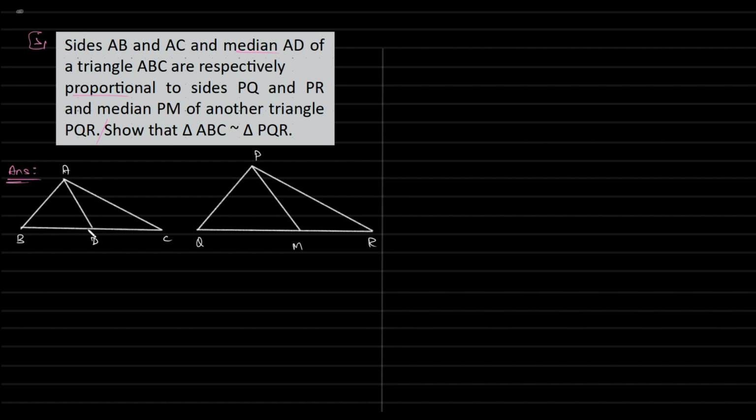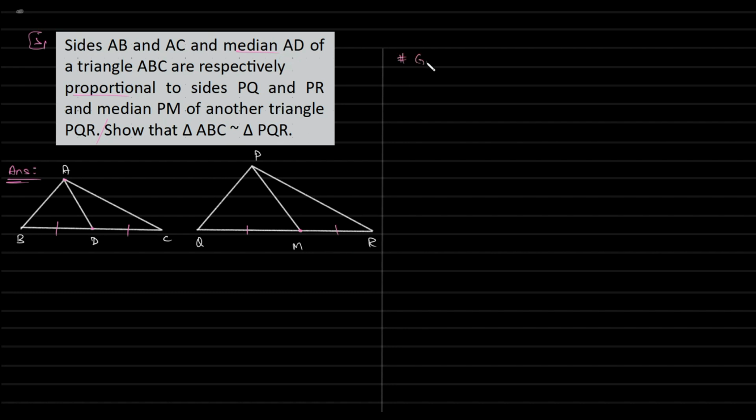So what is a median? Median is nothing but a line from a vertex to the opposite side which divides the opposite side into two equal halves. So AD is equal to DC. PM is another median, which is dividing QR into two equal parts. So QM is equal to MR. Simple and straight. And then what else is given?